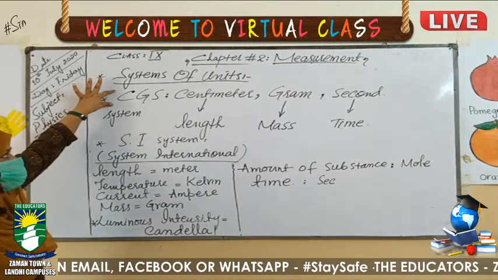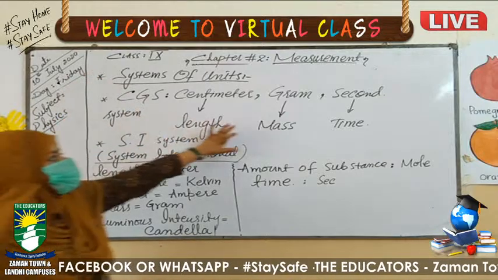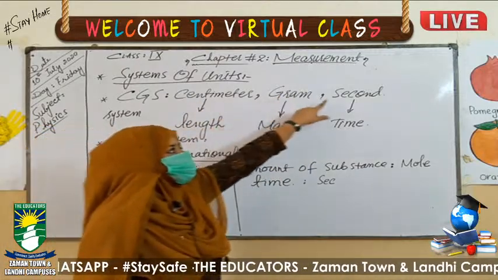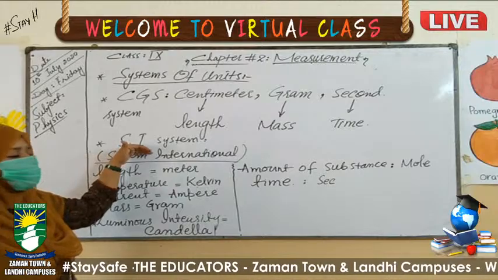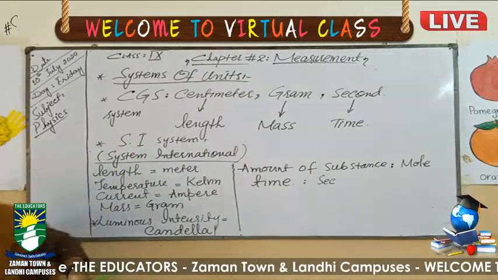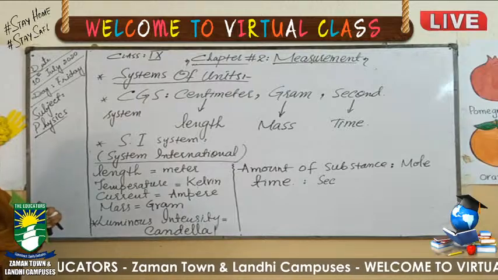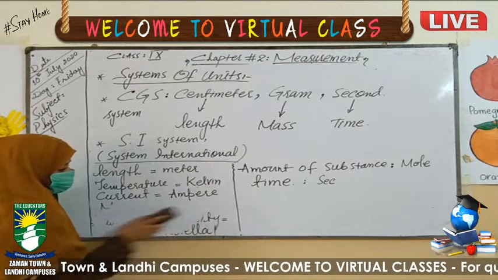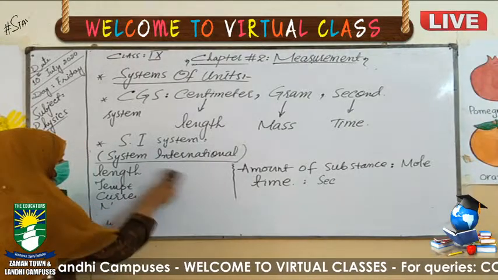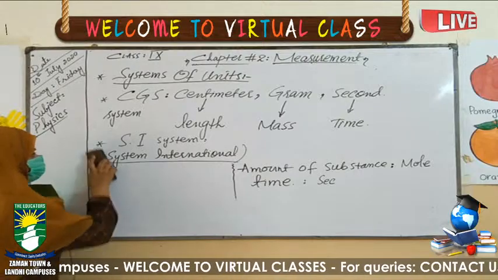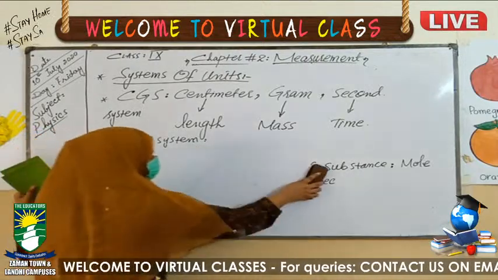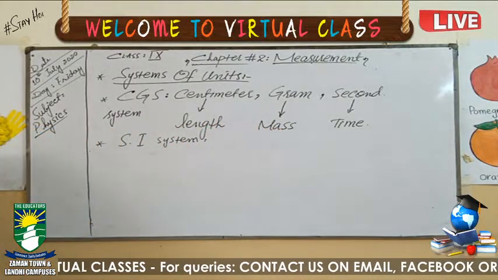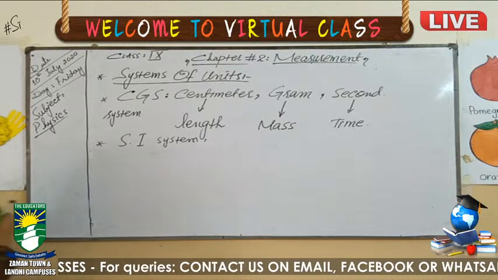First one is CGS. According to the CGS system, we have three fundamental quantities: length, mass and time, and the units are centimeter, gram and second respectively. Similarly, in System International, we have seven quantities: length, temperature, current, mass, luminous intensity, amount of substance and time. You can see this table on page number 16 or 17 in chapter number 2. Now the last system is the British engineering system.